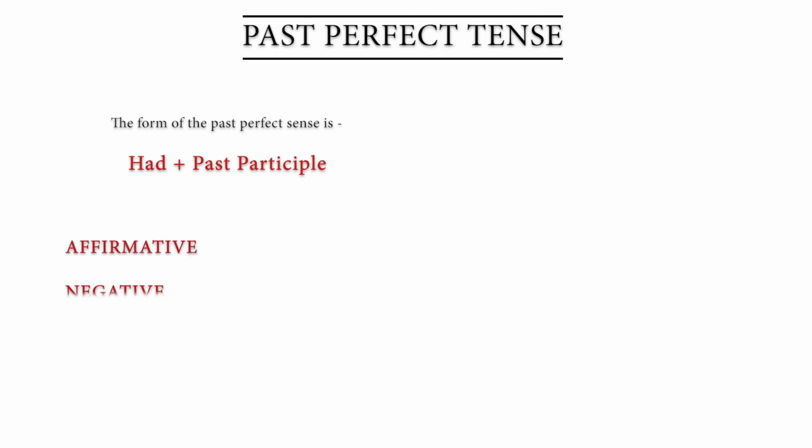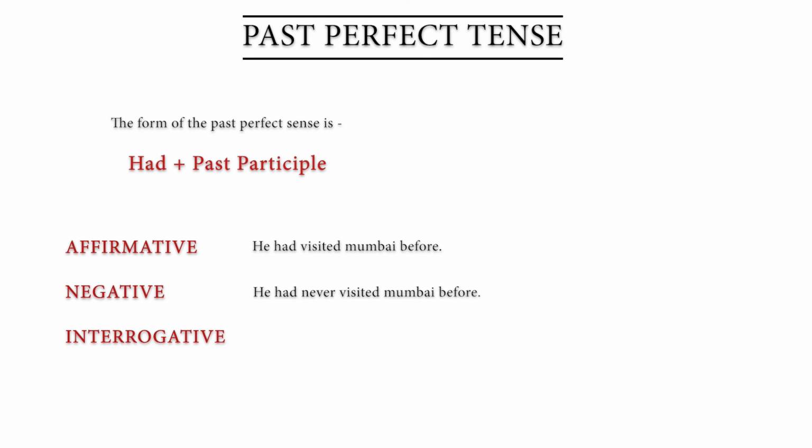In past perfect tense, the form of the verb is had plus the past participle. In past perfect tense, there are three types: affirmative, negative, and interrogative. In affirmative: he had visited Mumbai before. In negative: he had never visited Mumbai before. Interrogative: had he visited Mumbai before?